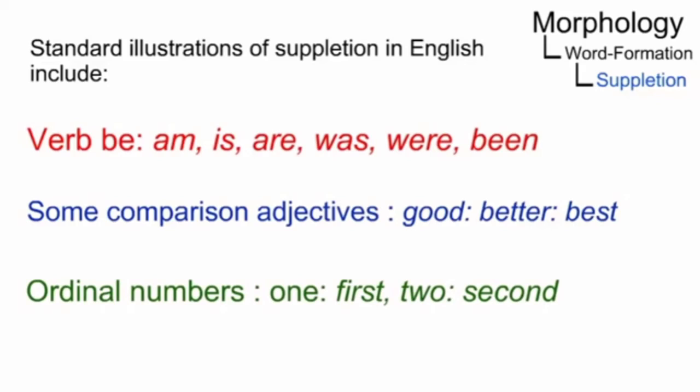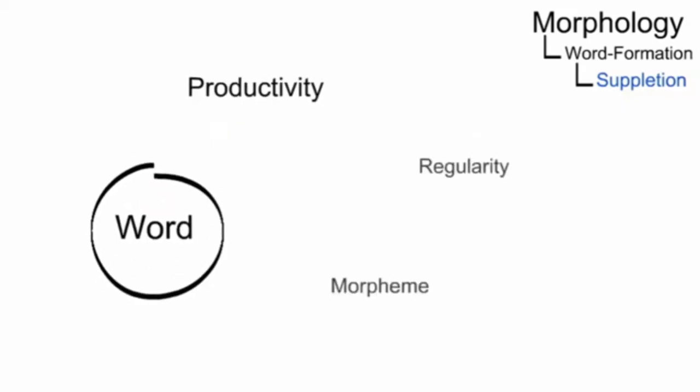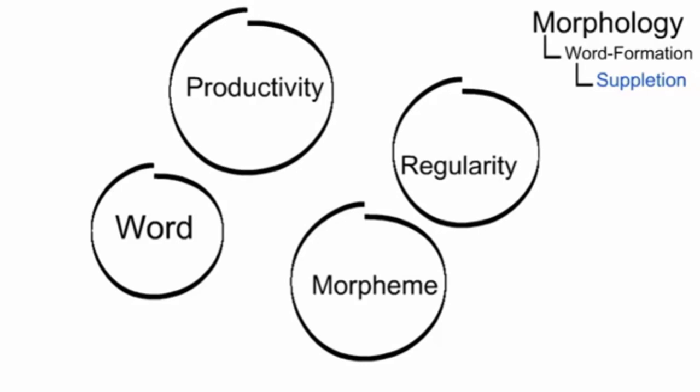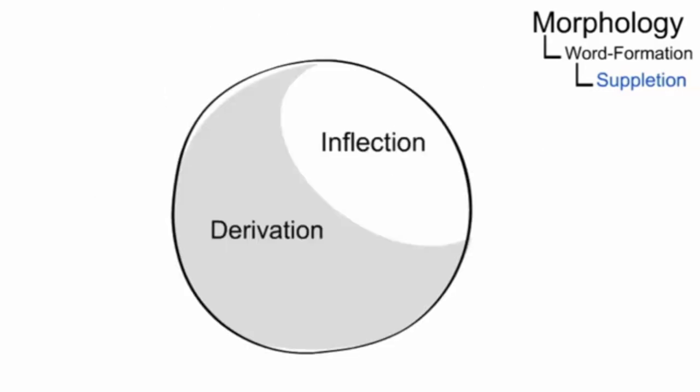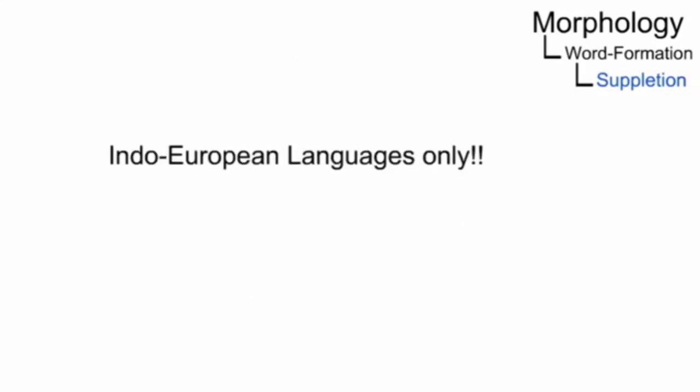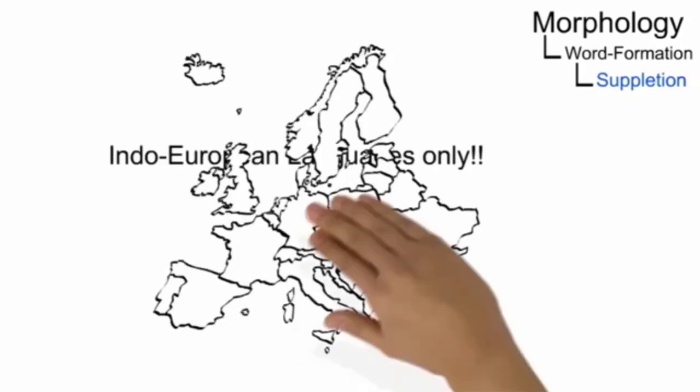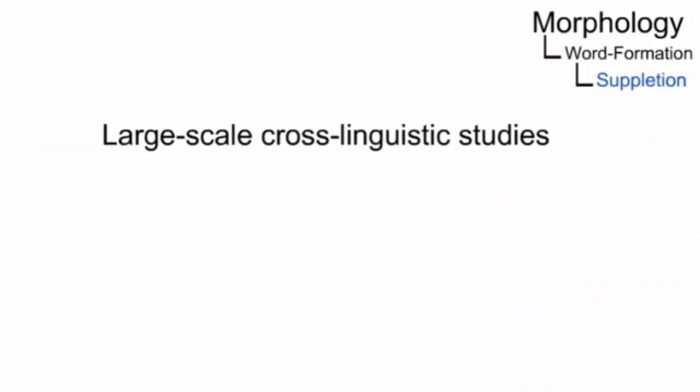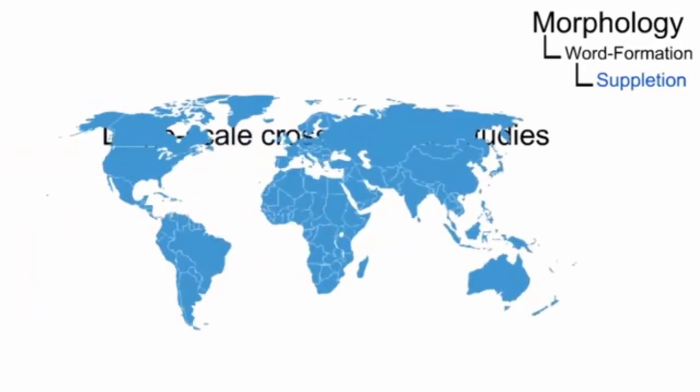Defining suppletion is more complicated than it may seem. Pertinent issues concern long-debated theoretical notions such as word, morpheme, regularity, productivity, and the dichotomy between derivation and inflection. For a long time, the database on suppletion was restricted to Indo-European languages. However, large-scale cross-linguistic studies have observed the phenomenon in many languages around the globe.